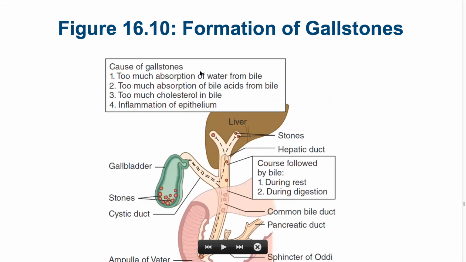Figure 16.10 shows the formation of gallstones. Causes of gallstones: number 1, too much absorption of water from the bile; 2, too much absorption of bile acid from bile; 3, too much cholesterol in the bile; and 4, inflammation of the epithelium.